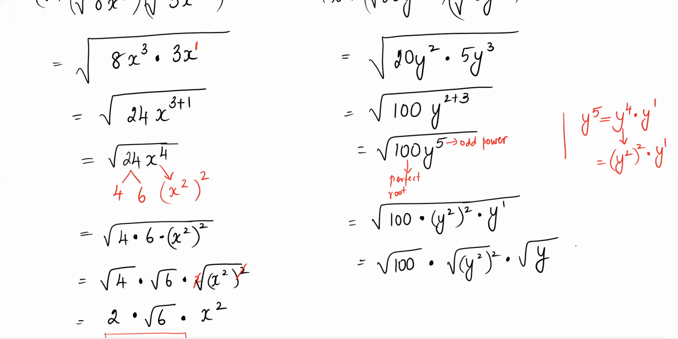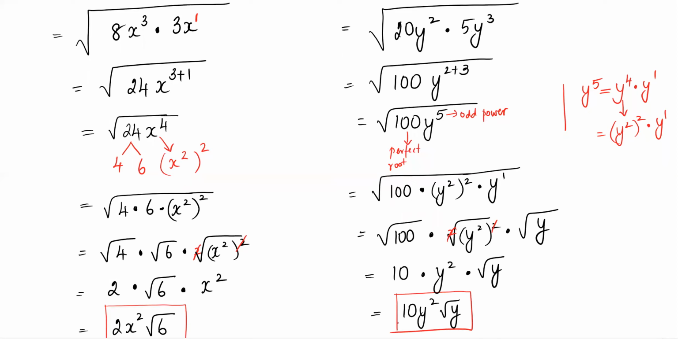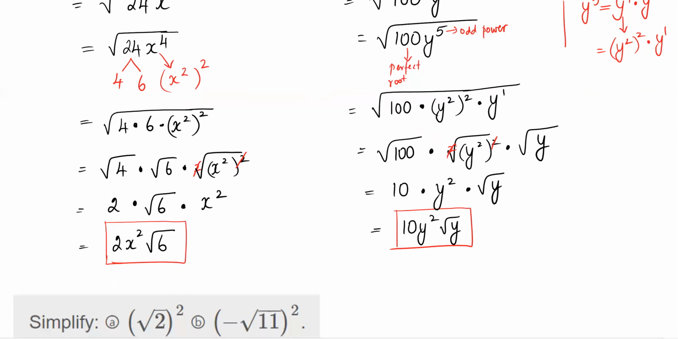Times y. I'm not going to put the power 1 because it's redundant. Okay, square root of 100 is a perfect 10 times, remember again, the root and the power will undo each other. That gives us y squared. This one cannot be simplified, so square root of y. Shove them all together, 10y squared, square root of y becomes your answer. All right.